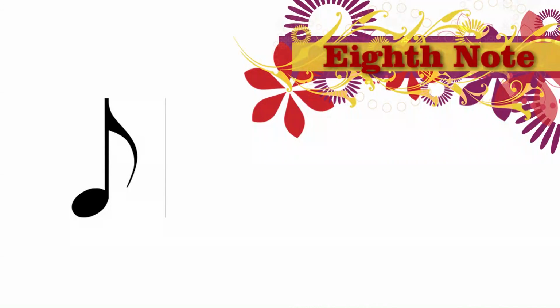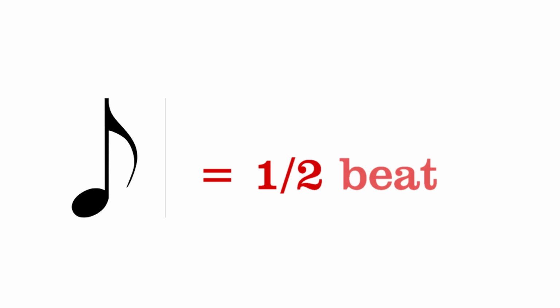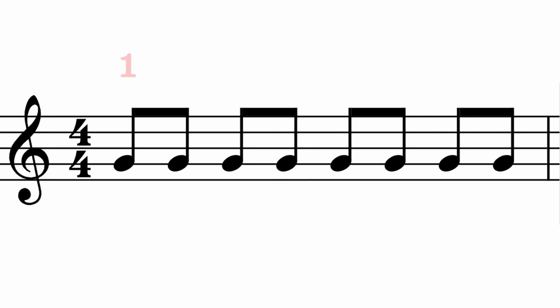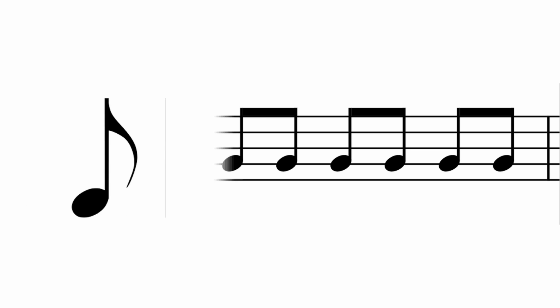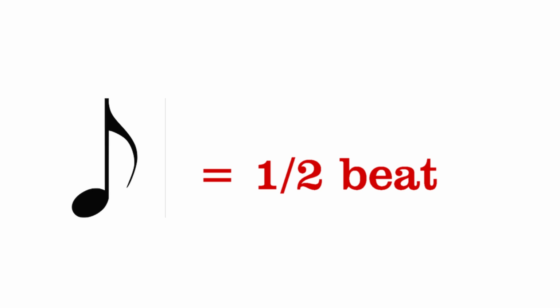Now, last but not least, an eighth note looks like this. The note head is filled in like a quarter note, and it has a stem, but it also has a flag. An eighth note is held only half as long as a quarter note, so it usually gets half a beat. In other words, there are 2 eighth notes in a beat. In a 4/4 measure, playing only eighth notes would sound like this. So again, this is an eighth note and it gets half a beat.